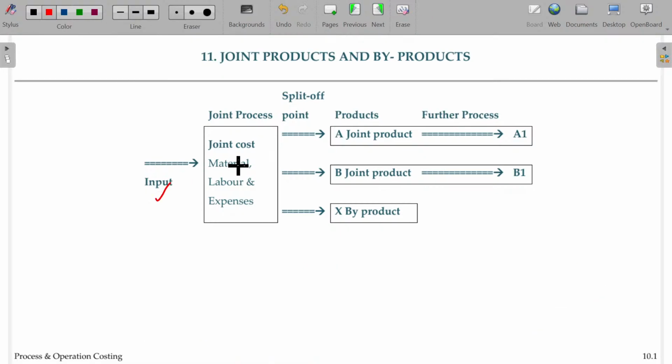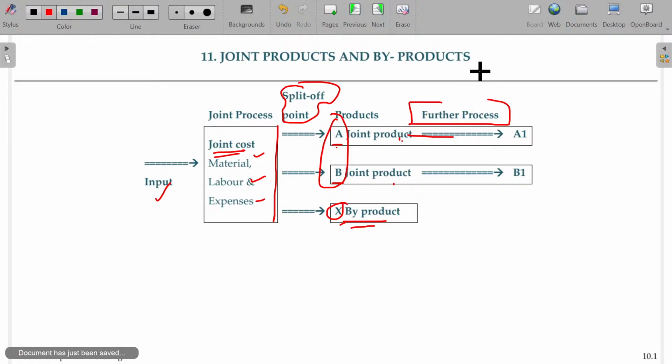Input, joint cost, material, labor, expenses. At this split off point, we get 3 products where A and B have the most valuable market worth. Then they will be called joint products or main products. This X, having small value, is called a byproduct. After the process, this can be sold in the market directly, or it may go for further process and be sold later on. Further process means we again spend additional material, labor and other expenses to convert this output A into A1, like that. That's called further process.